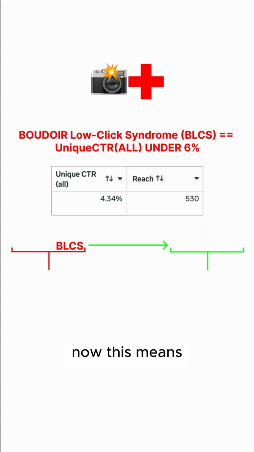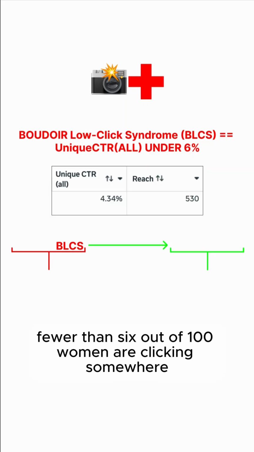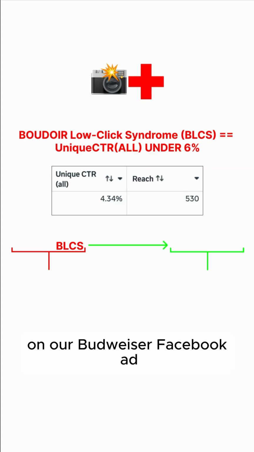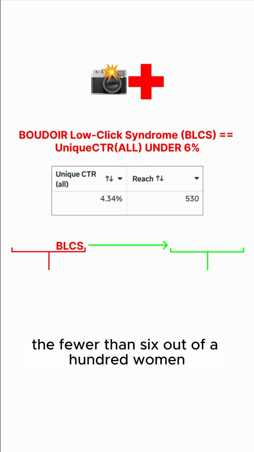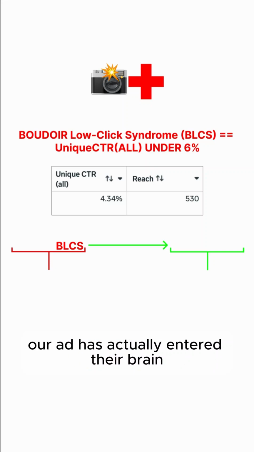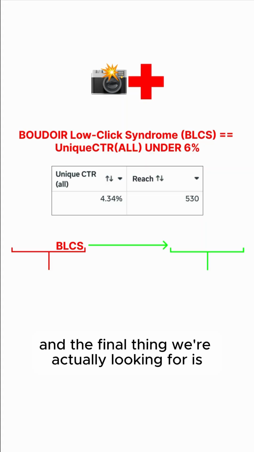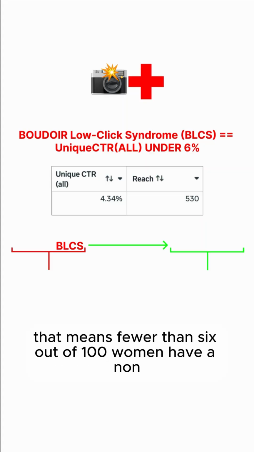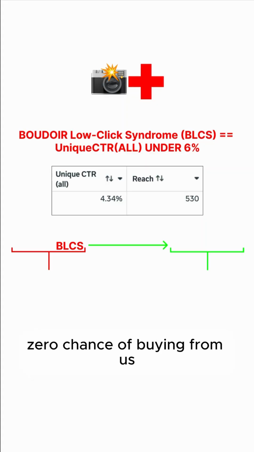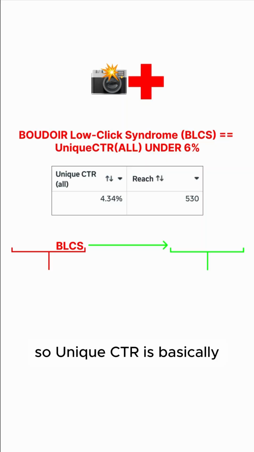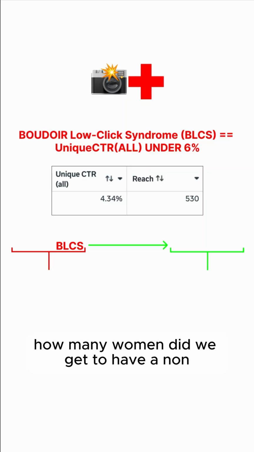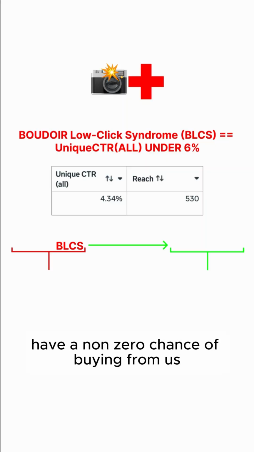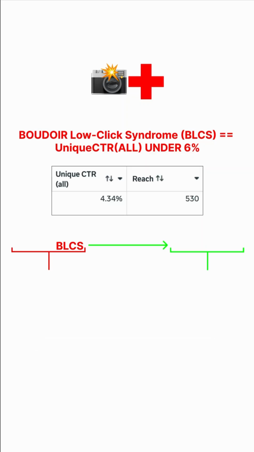Now, this means fewer than 6 out of 100 women are clicking somewhere on our Boudoir Facebook ad, which means our ad has actually entered the brain of fewer than 6 out of 100 women. And the final thing we're looking for is that fewer than 6 out of 100 women have a non-zero chance of buying from us. So unique CTR all is basically how many women out of 100 we got to have a non-zero chance of buying from us. That's literally what it is.